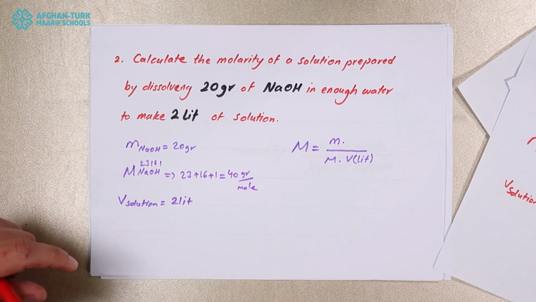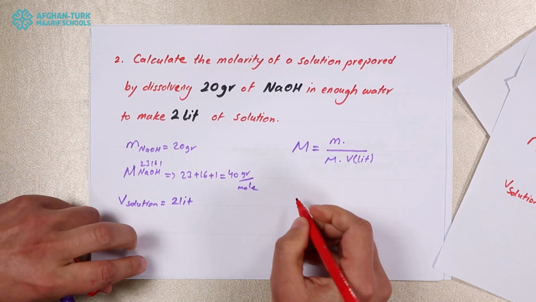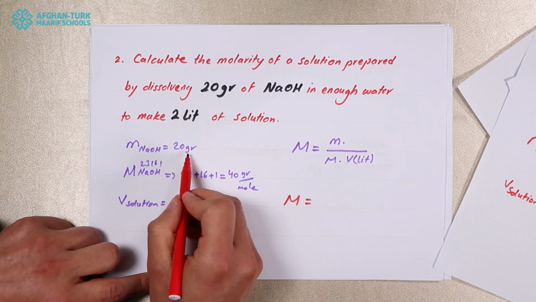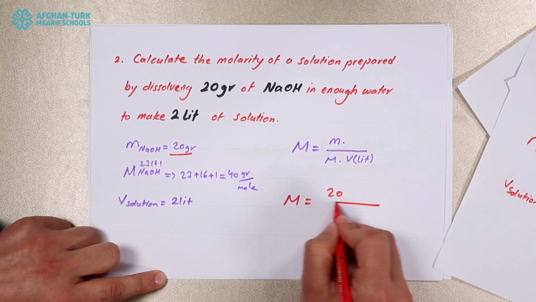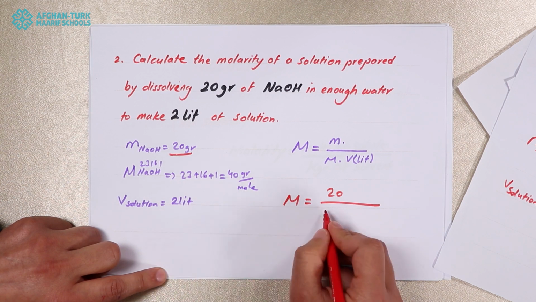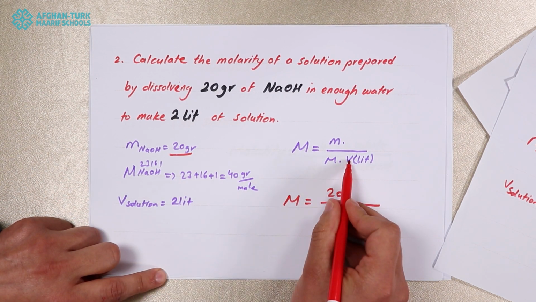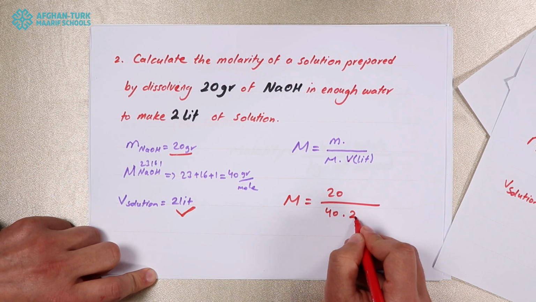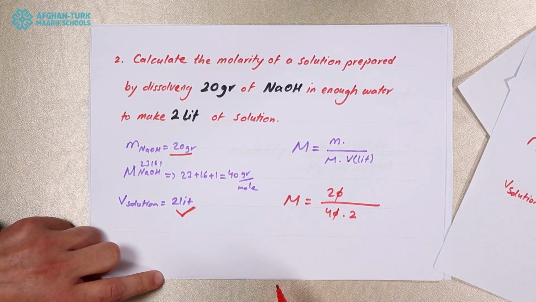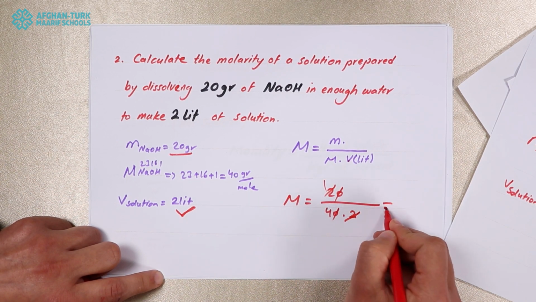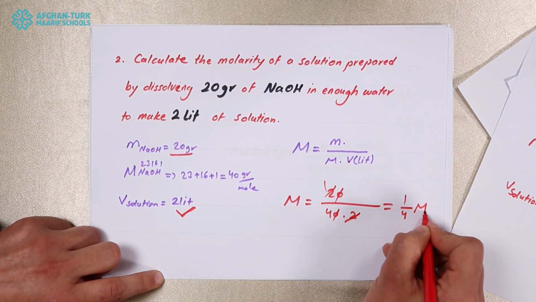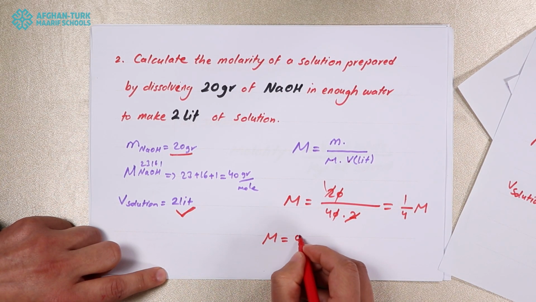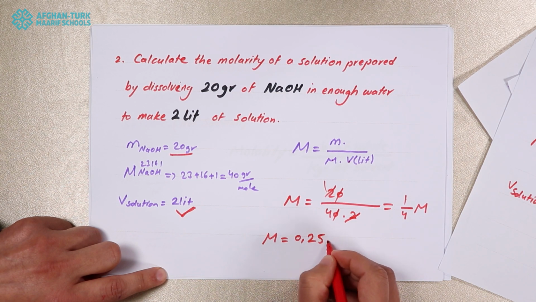Now we can solve it very easily. Molarity is equal to the mass of solute, 20 gram, divided by the molar mass, 40, times the volume, which should be in liters. It is so important. We have 2 liters here. We can simplify and cancel them against each other. It gives 1/4 molar. We can also write it like this: 1 divided by 4 is equal to 0.25 molar.